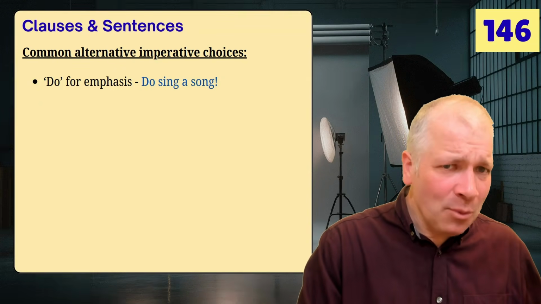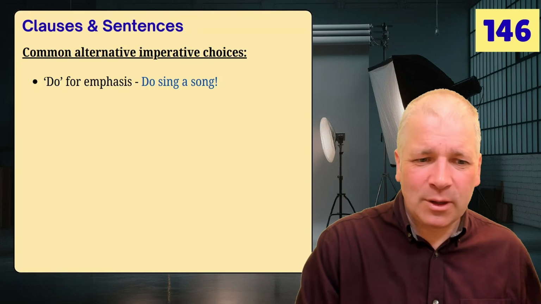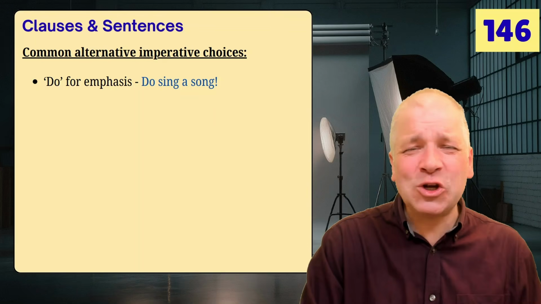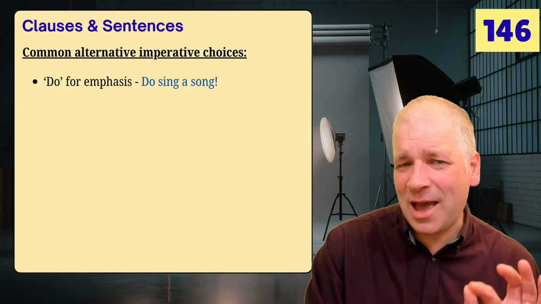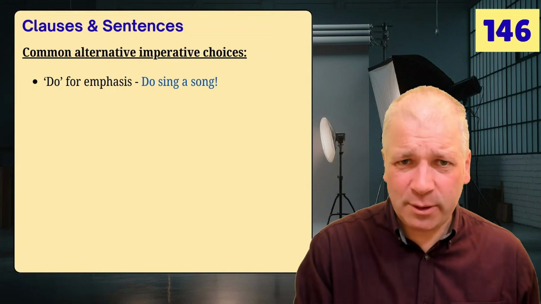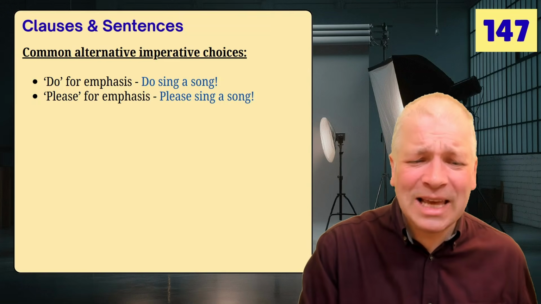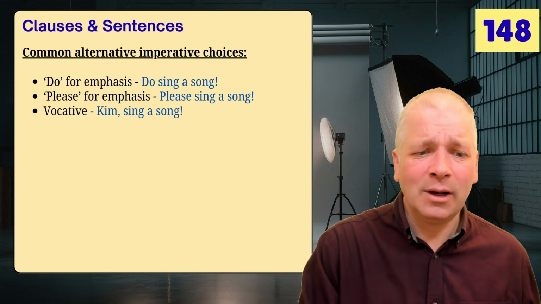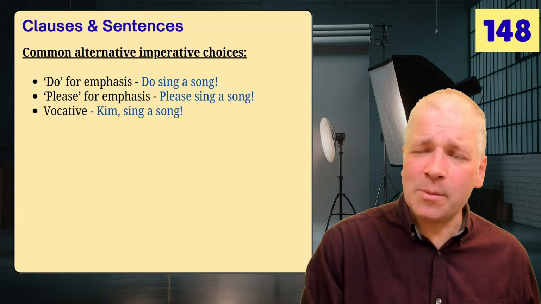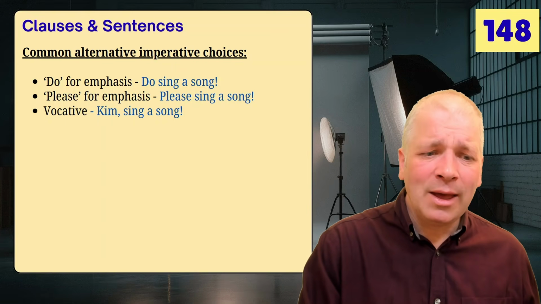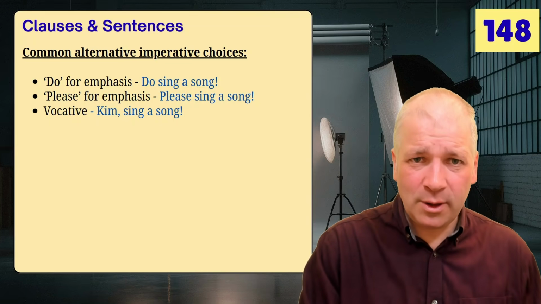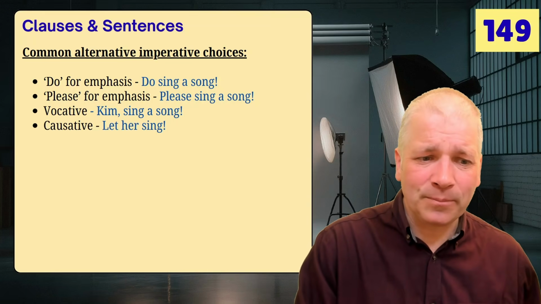And now there are even more alternatives with imperatives. We can add do at the beginning for emphasis to the whole phrase: do sing a song. But you have to emphasize this word if you use it. Don't use it unless you're emphasizing the word do. Please sing a song is similar. We can use the vocative form, which we'll look at later in this section. Kim, sing a song. Here, Kim is the person that the instruction is directed towards. We put that first, followed by a comma.